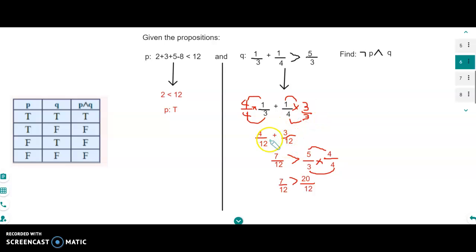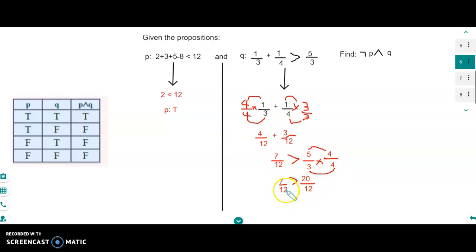And now, the next step, we have to compare by using this sign if this result is greater than 5 over 3. How can we compare them? We have to get the same denominators and then compare the numerators. If we have a 3 here, we can get a 12. How can we do it? By multiplying 3 times 4 and 5 times 4. So the first one is 5 times 4, that makes 20, and 3 times 4, that makes 12.